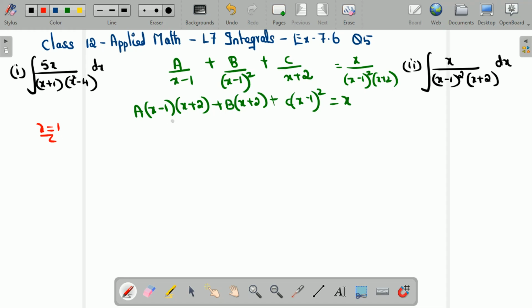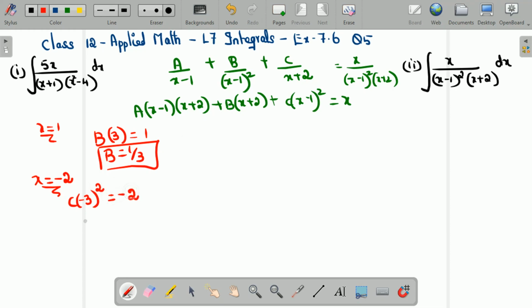If you put x = 1, a will vanish, c will vanish. So b into 3 is equal to 1, or b is equal to 1 by 3. Now let's try x is equal to minus 2. If you put x is equal to minus 2, a will vanish, b will vanish, c into (minus 2 minus 1) is minus 3. So minus 3 the whole squared is equal to minus 2. So 9c is equal to minus 2, or c is equal to minus 2 by 9.